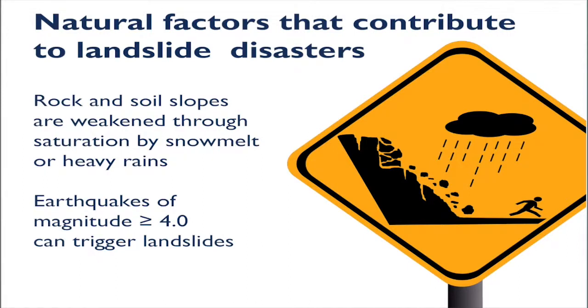One of them is erosion. The erosion occurs by rivers and glaciers. Ocean waves can also create oversteepened slopes, and erosion ends up causing the actual landslide to occur after a while. Rock and soil slopes are also weakened by saturation, by snow melt or heavy rains.